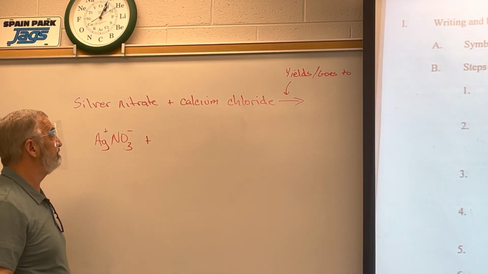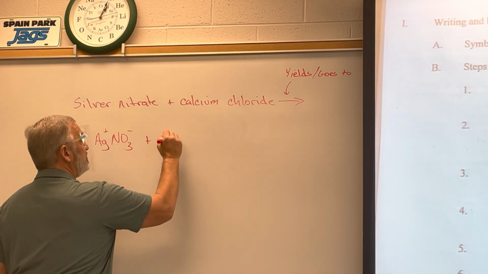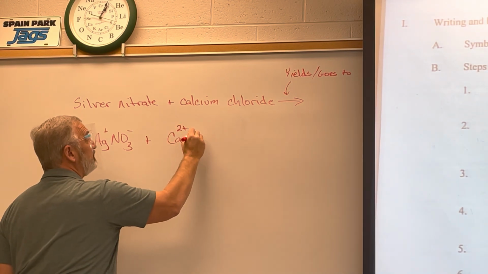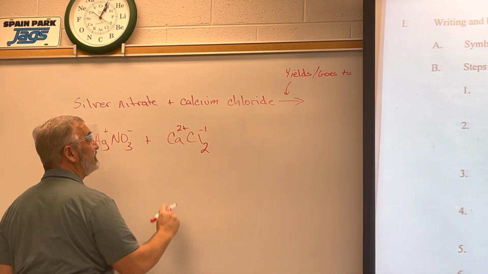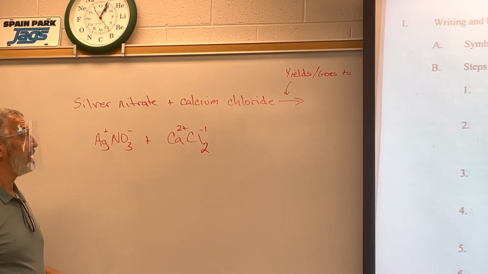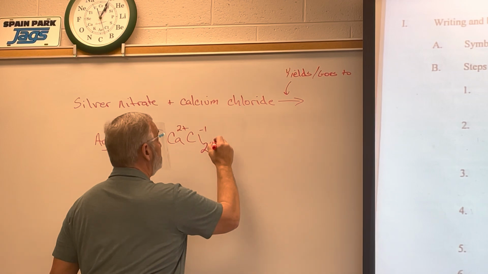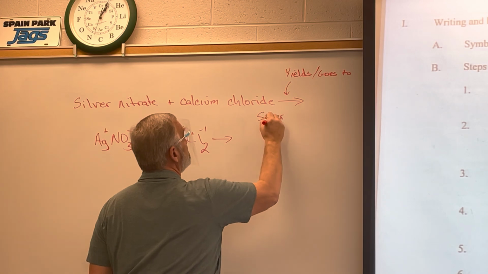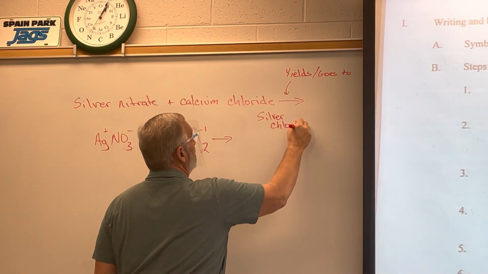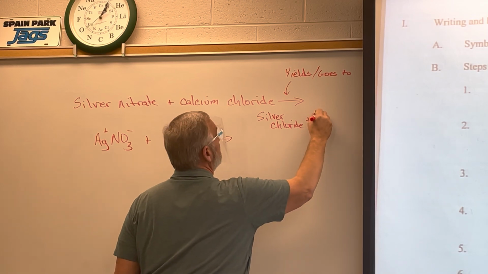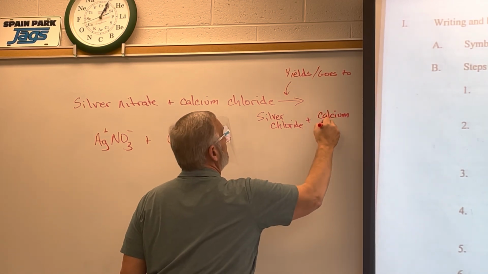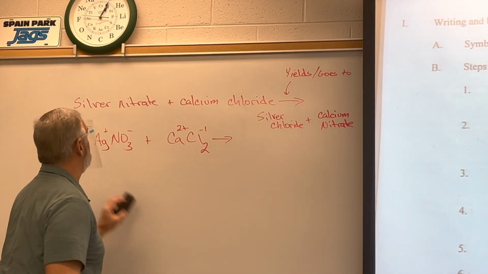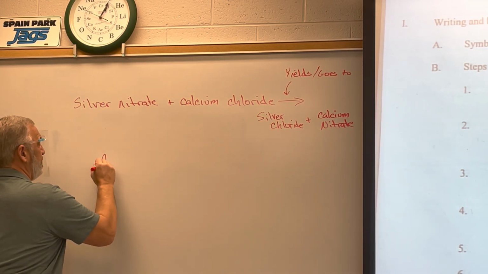Plus, what's calcium chloride? CaCl2. Okay, because Ca is going to be what charge? +2. And chloride we know is -1, so it's going to be CaCl2. Now that's going to yield silver chloride plus calcium nitrate. So you just switch the 2 metals around? Yep.